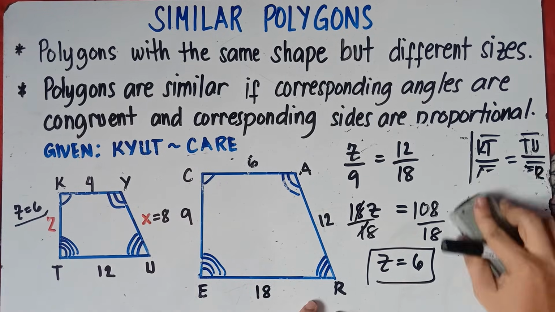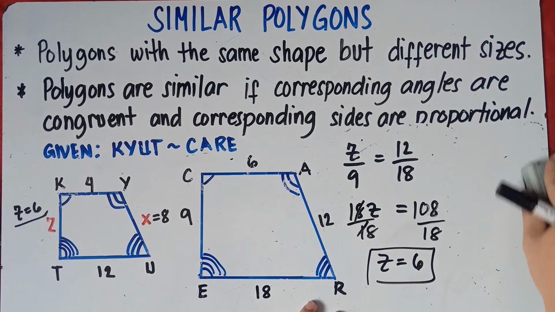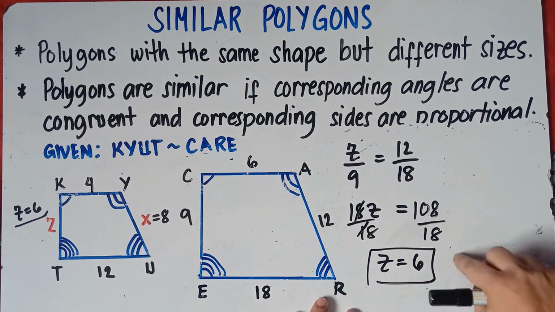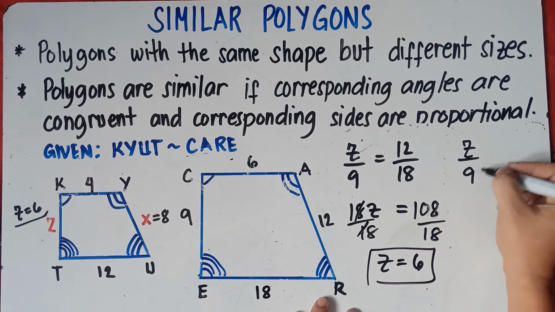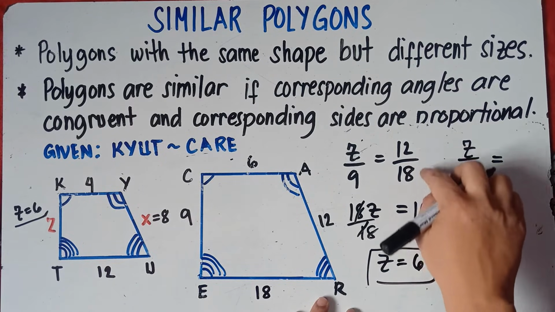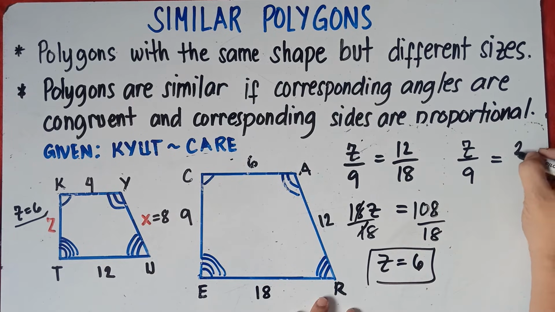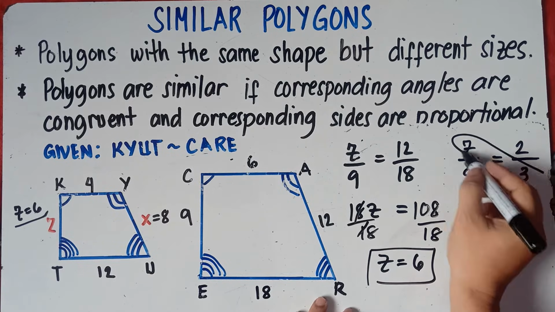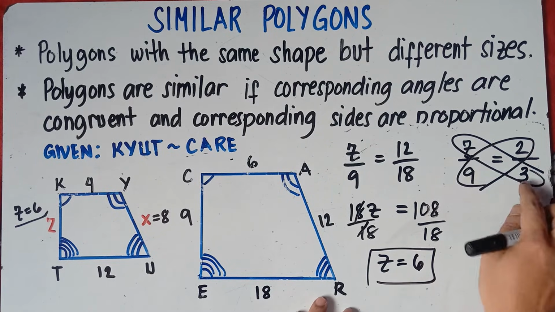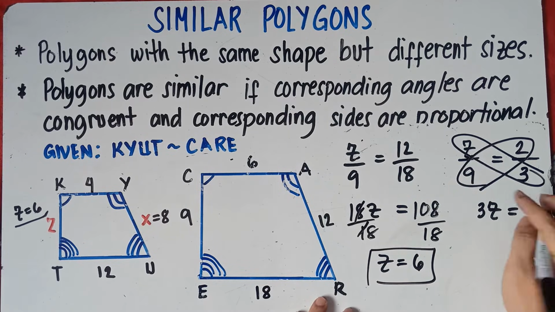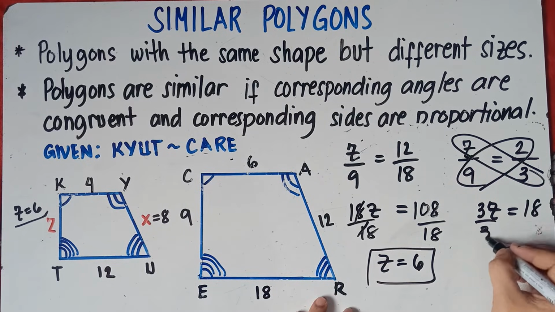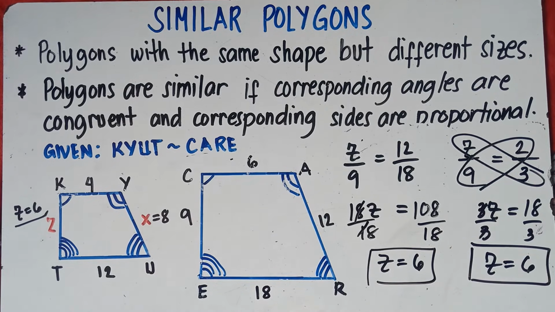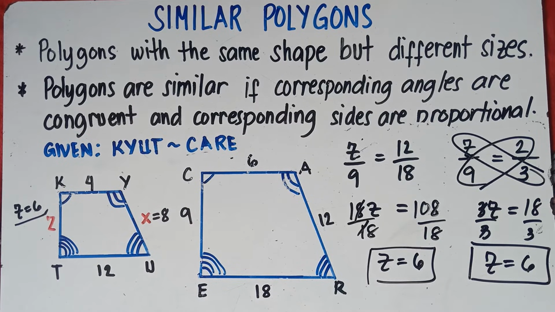So in the second solution, class, before cross multiplication, you can actually reduce 12 and 18 to have fewer numbers. So z over 9 is equal to, we can divide this one by 6, right? 12 divided by 6 is 2. 18 divided by 6 is 3. So you will have small numbers and just simply cross multiply, you will have the same answer, class. z times 3 is 3z, equals 9 times 2, that is 18, divide by 3, then you will get the same answer. So it's better, class, to reduce the fraction if you can before cross multiplication.